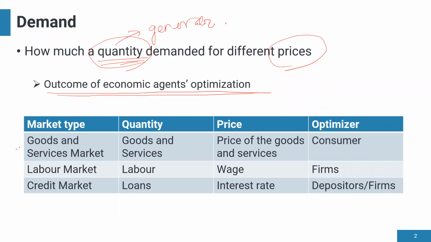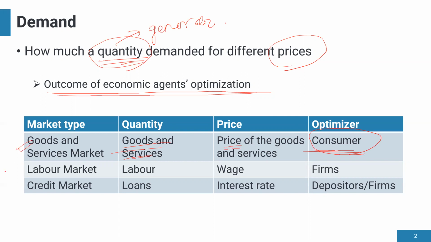In the goods and services market, the quantity is the amount of goods and services demanded, and the price is the price of the goods and services. Given the prices, how much quantity is demanded? For example, in the potato market, if the price increases, the demand falls, and if the price decreases, the demand increases. Who is the optimizer here? The consumer optimizes how much to buy given the prices.